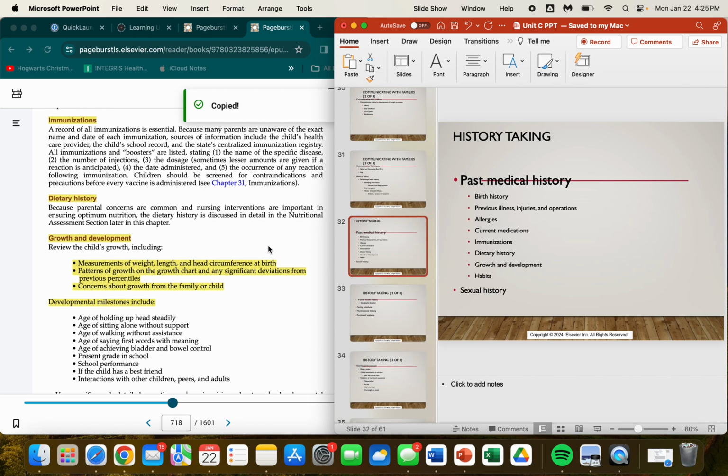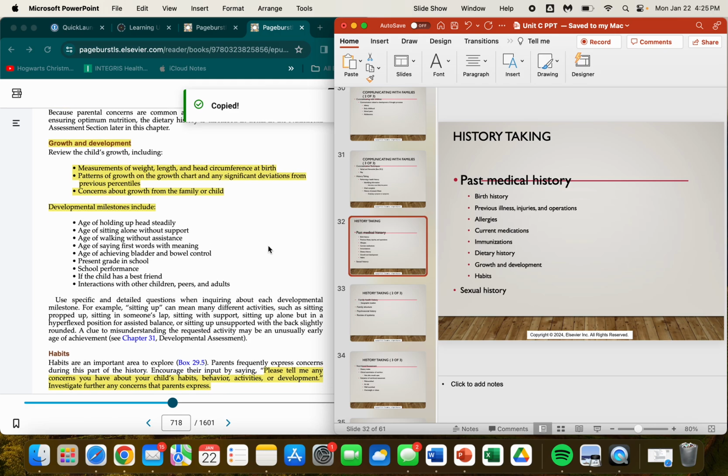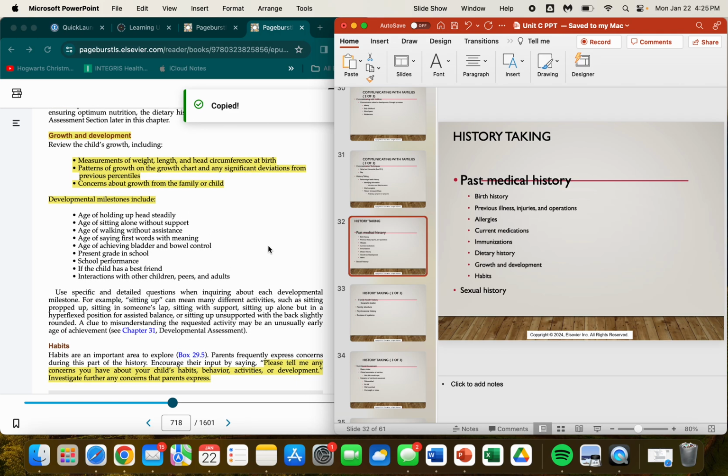Dietary history is also very important, because in children we need to assess their growth and development. In order to do that, we may need a detailed dietary history, especially if they have allergies. Growth and development is very important when we're talking about an assessment of a kid. We always need to measure a child's weight, length, and head circumference. We'll detail that a little more when we get into physical assessment in this chapter, but those are all things we need to look at when we talk about a history.